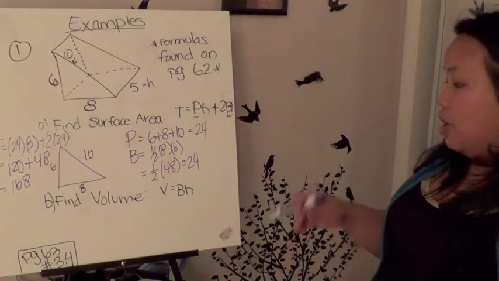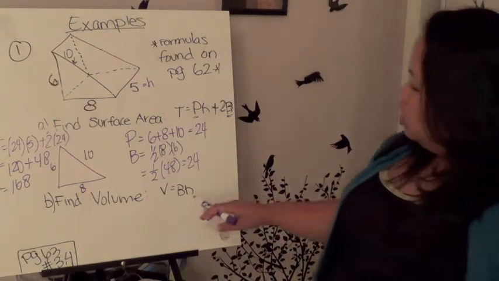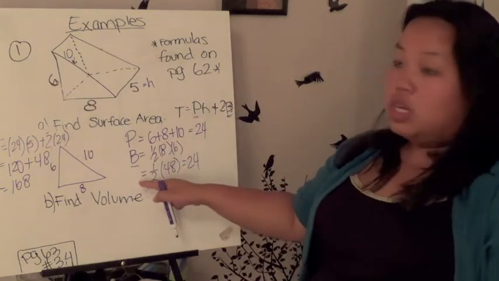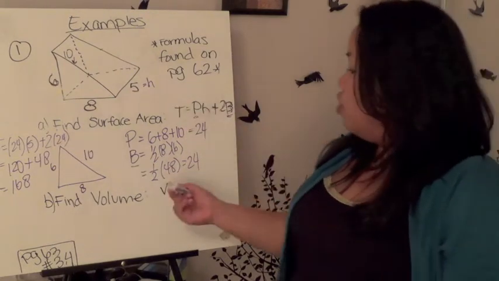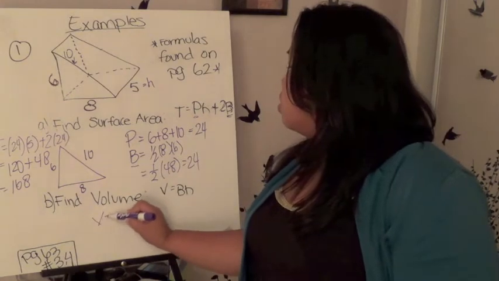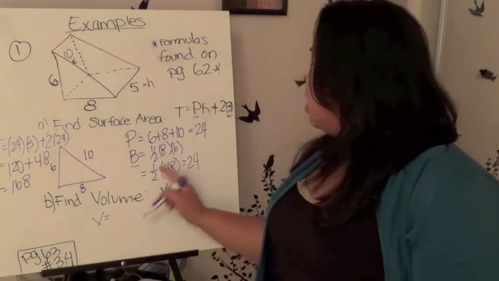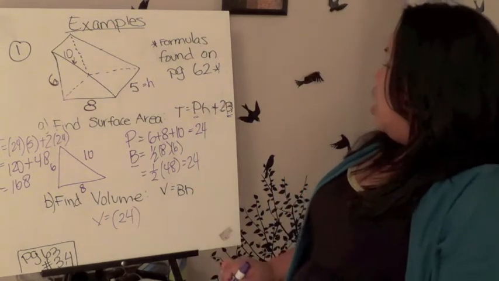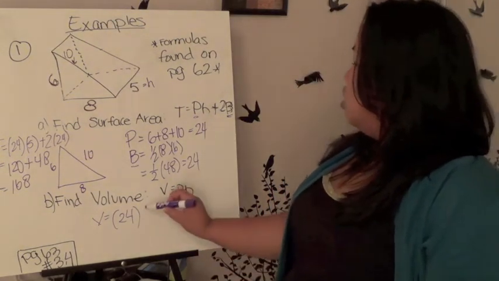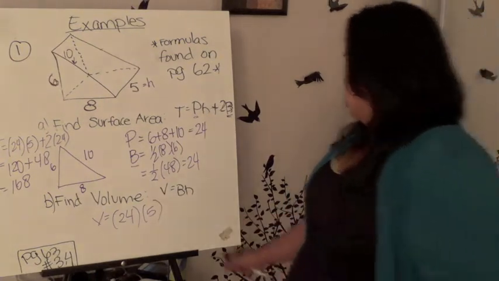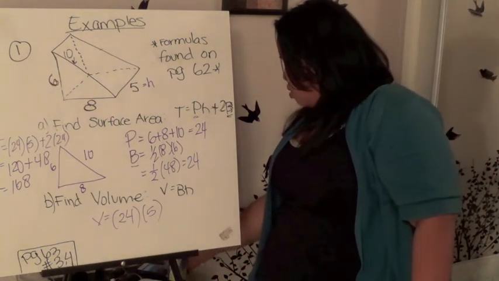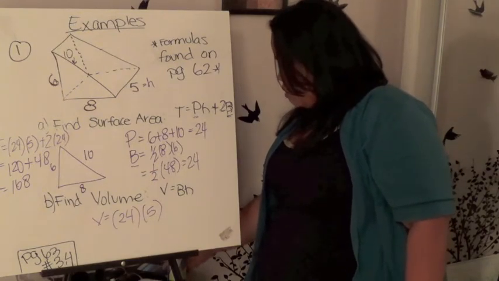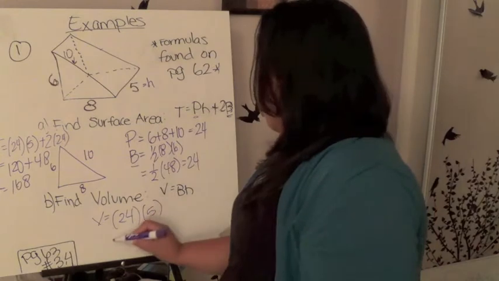Next, we find the volume. The volume is pretty simple because we already found big P over here, big B over here, and we already have the height, so there's no figuring it out. We just plug it in and multiply. So big B is 24, and h is 5. So 24 times 5 is 120.